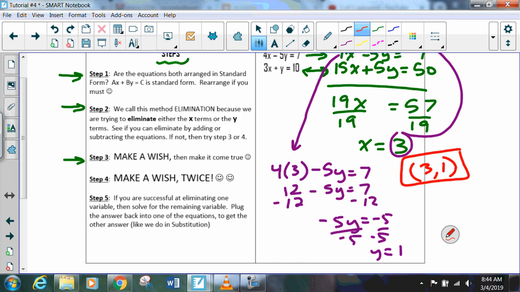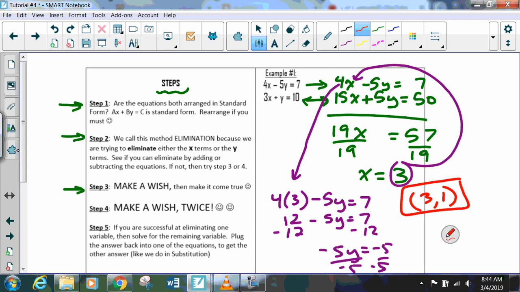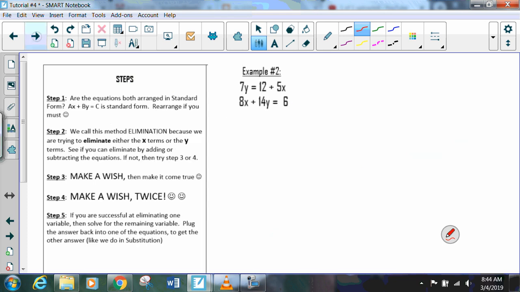I always like to stop and plug it into at least one of the equations and make sure that it's right. If I plug in 3 to the original one, I get 12. 12 minus 5 is 7. That's good. So there you go. We made a wish, and we made it come true, and we learned a new step.